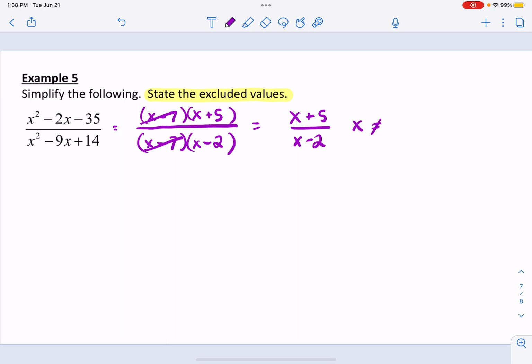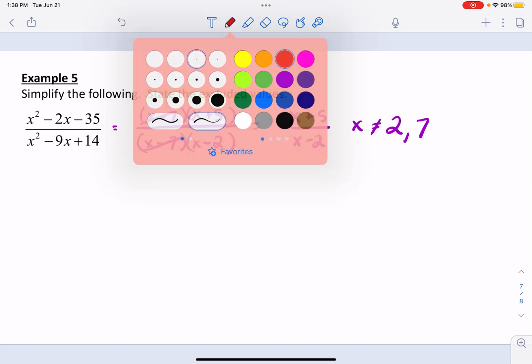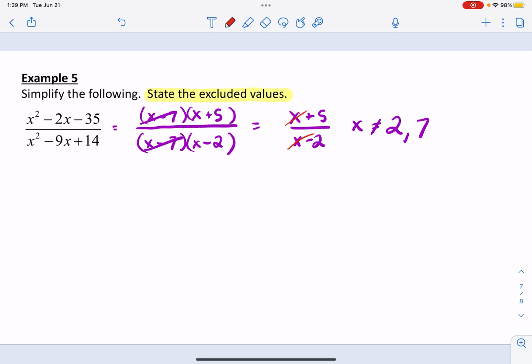Don't forget your excluded values, okay? Right there, 2 is what makes that denominator equal 0. Don't forget about the one that you canceled. 7 is also an answer. Okay? A common mistake that I often see is students want to cancel that and they leave it as 5 over negative 2. That's not correct. Remember, you can only cancel under multiplication if they're a factor. Okay? Thanks for watching my video on simplifying rational expressions.